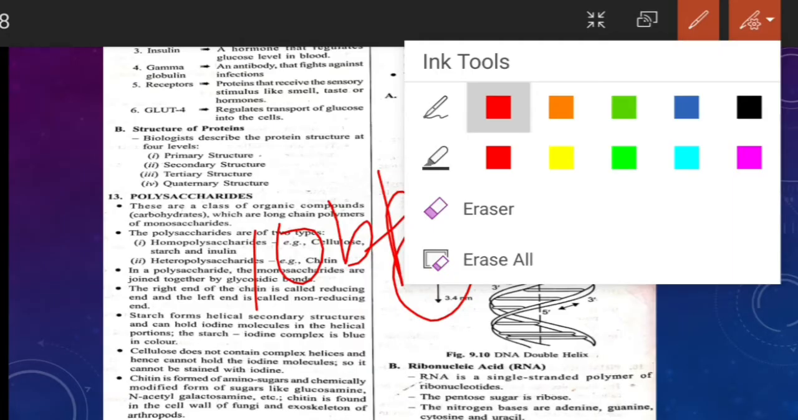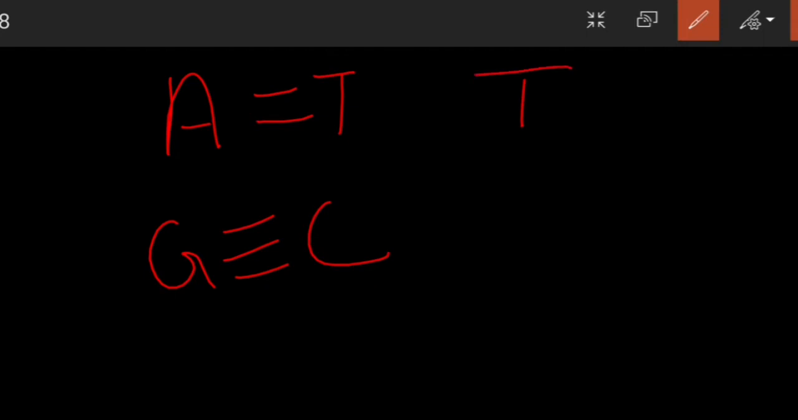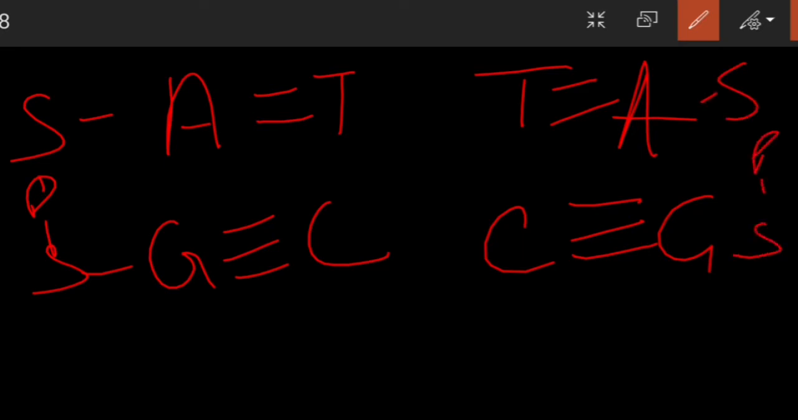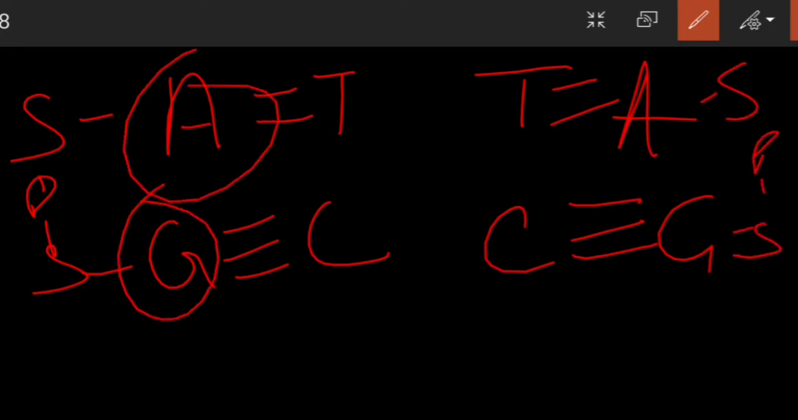Okay, we know. Let's discuss how the combination will be. It will always be A double bond T, G triple bond C, or T double bond A and C triple bond G. Okay. And at the back, these will be attached to what? The sugar. In the middle, what will be there? Phosphate. Then attached to what? Sugar. So it will be sugar, phosphate, sugar. Sugar will always be attached to the nitrogenous base. That's how the DNA is formed.